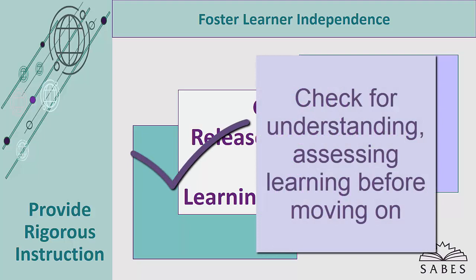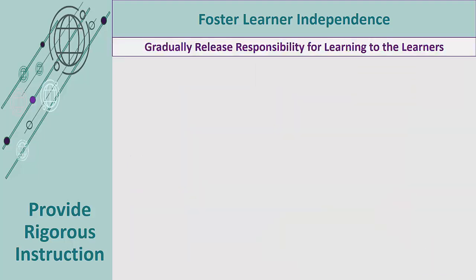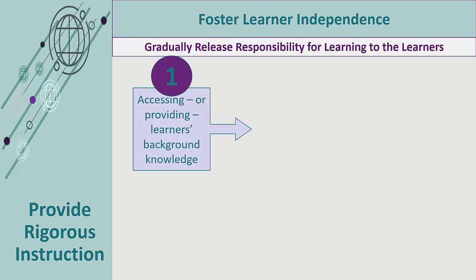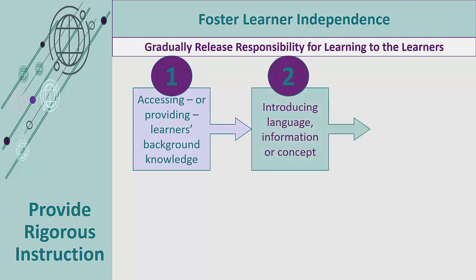When providing rigorous instruction, effective teachers gradually release responsibility for learning to the learners so that learners ultimately take ownership of their learning. The basic steps of GRR, as it is sometimes referred, are first, accessing or providing learners prior knowledge about the class topic or language focus in order to see what they already know and what they want and need to know before launching into the lesson.